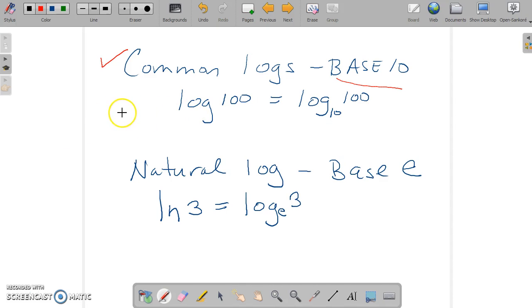you used to have to look them up in tables. So you would look up logarithms, and they would only have base 10 logarithms in the back of the book. So this is called a common log, and it's base 10. So if you do not see a base here, if there's no number here, it's automatically assumed to be 10. Okay, that's a common log.